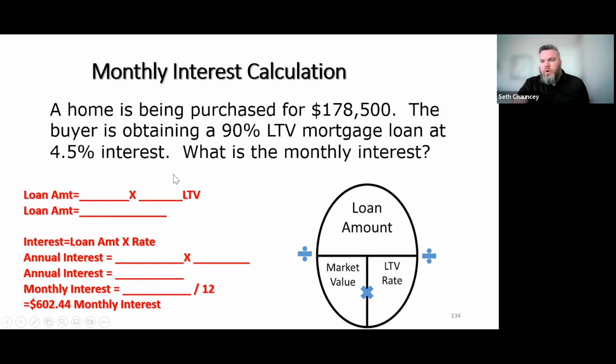Now, with something like this, there's more information and it's a multi-step problem. So try to work this out for me. Home is being purchased for 178,500. Buyer is obtaining a 90% loan to value ratio mortgage loan at 4.5%. So what is the monthly interest?